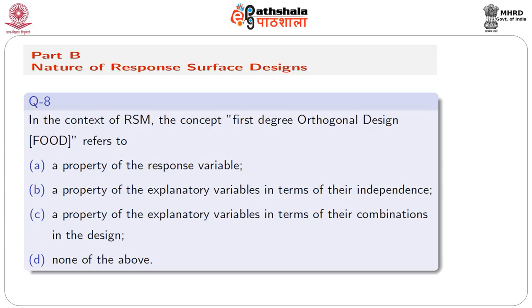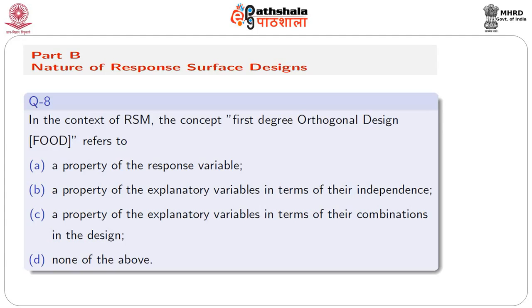Again the same question. What are the options? The options are a property of the response variable, a property of the explanatory variables in terms of their independence, a property of the explanatory variables in terms of their combinations in design, and none of the above. The closest answer should be C, because it definitely refers to a property of the regressors or the explanatory variables in terms of their combinations in the design, because that is how you will get orthogonality of the vectors. So if there are n data points, then each of these covariates will display n observations.